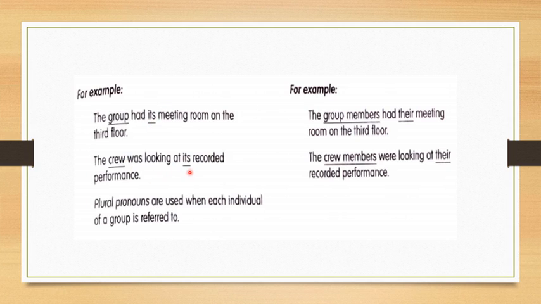The crew was looking at its recorded performance. Crew, that group. Plural pronouns are used when each individual of a group is referred to, like the group members had their meeting. Members means many, that's why here they have used plural. The crew members were looking at their recorded performance, here, their. Correct? So like that we have to use. It's all about practice and practice.